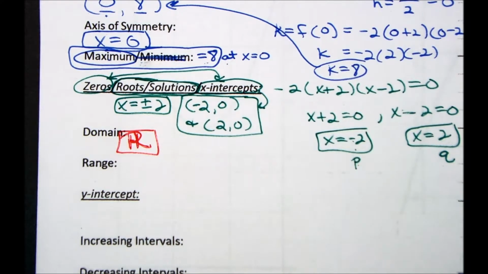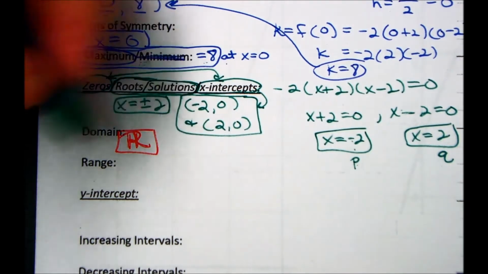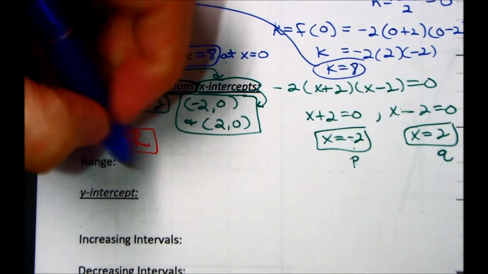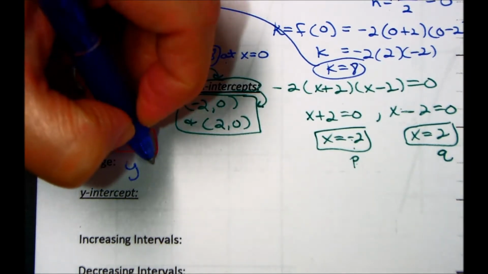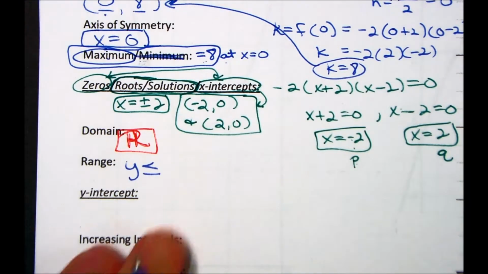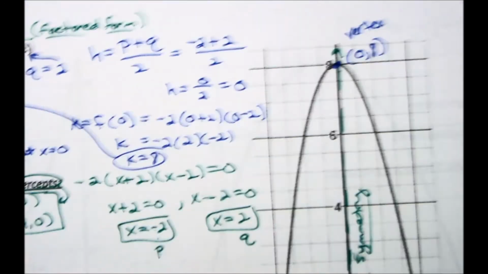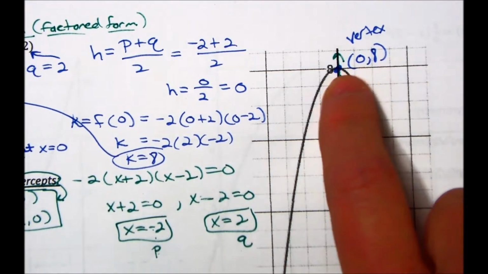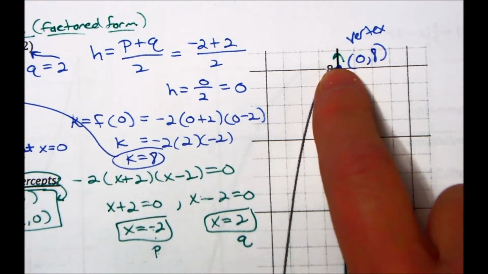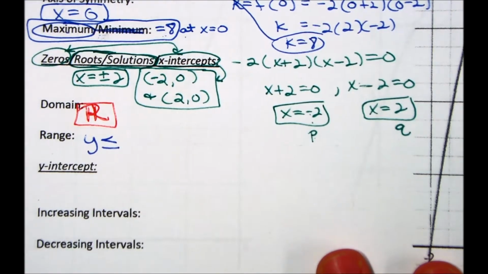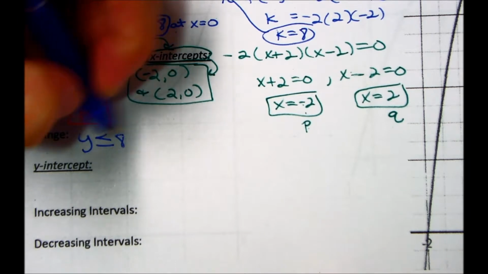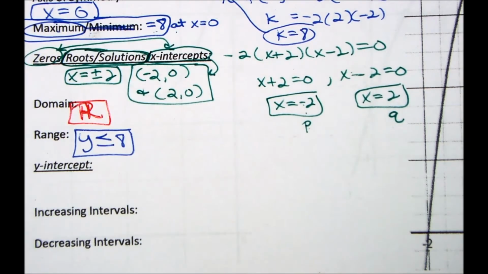Your range. Since your parabola is opening down, your y values are going to be less than or equal to, since the vertex has a y value of 8, the y values can equal 8 or anything below it. So y is going to be less than or equal to 8 is how you're going to write the range.